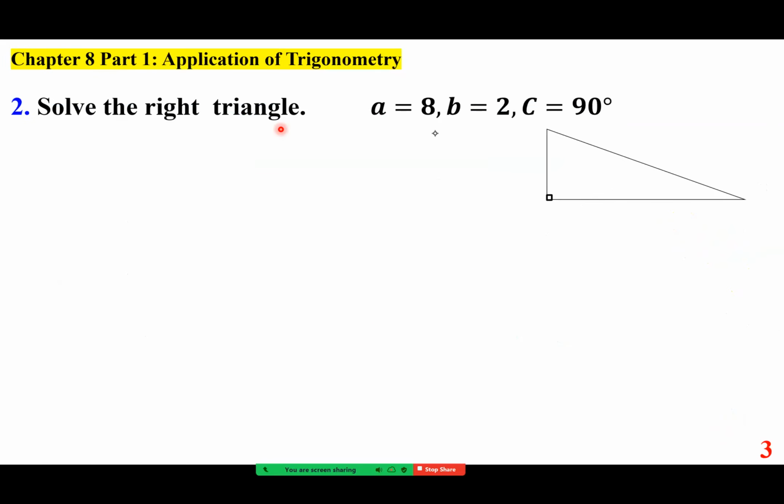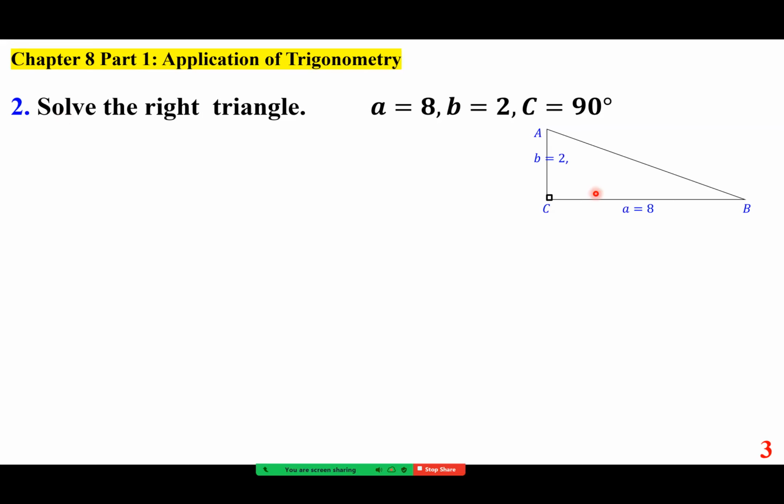Solve the right triangle. a is 8, b is 2, C is 90 degrees. So we put it in, and it doesn't have to be to scale, just a general idea. So if a is 8, this is capital A. If lowercase b is 2, this is capital B, and C is 90 degrees. So, Pythagorean theorem: we want all the sides, all the angles. That's the meaning of solving that.